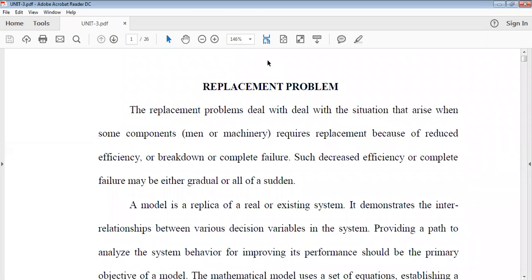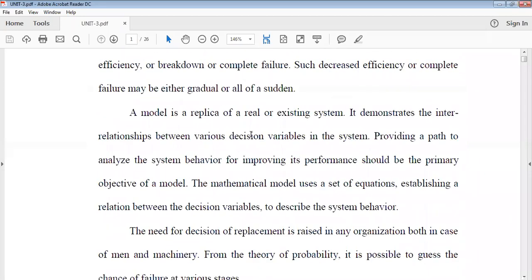We are going to call it a replacement policy in this chapter, and that is the main theme of the chapter. So it is either complete failure or sudden breakdown. Similarly, if you purchase a lathe machine, it will continue to work if you work on it for 8 hours a day.